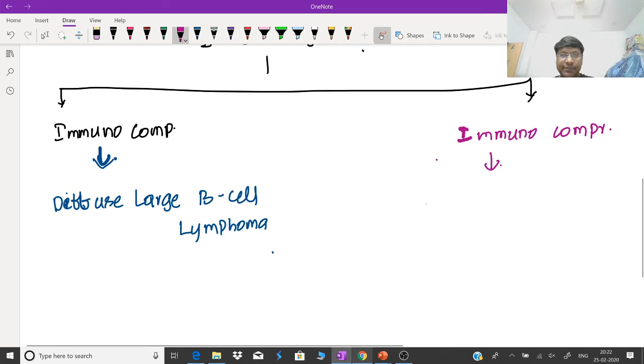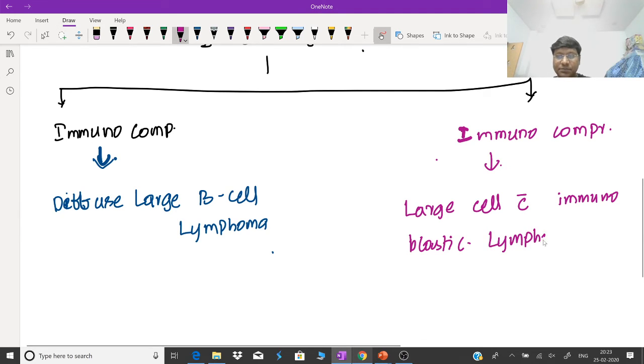So primary CNS lymphoma in immunodeficient patients like HIV infected or organ transplant recipients on immunosuppression is large cell immunoblastic lymphoma. So this is a very important point you should remember. Which one? Immunoblastic.